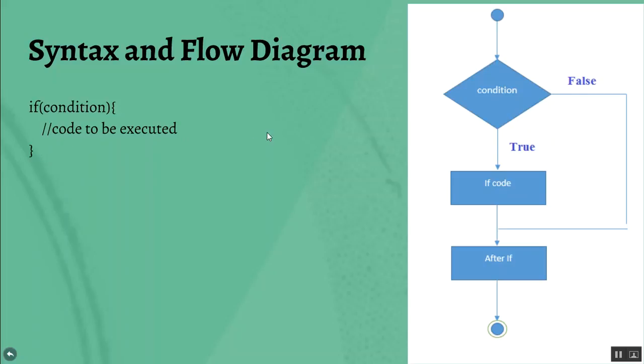Okay, and here is a flow diagram. The program control comes here to the condition, which is the if condition. If the condition returns true, then the if code, that is the code between the two curly braces, is going to execute and control flow moves to the next line after these curly braces. If not, then control directly moves to the end of these curly braces and the next code is going to execute.